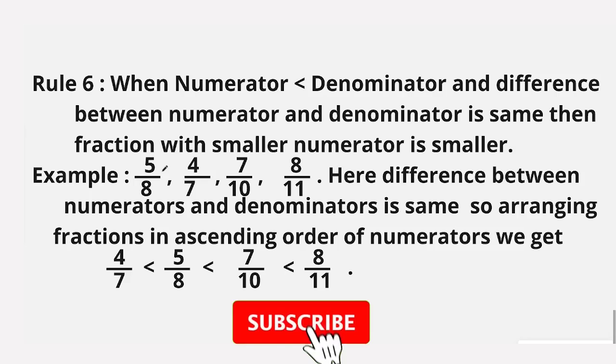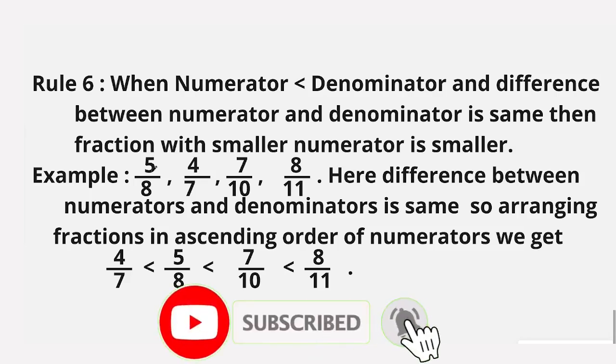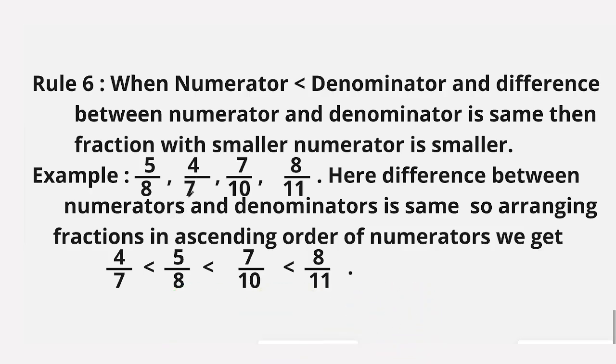I explain it again. The difference between 5 and 8 is 3. 4 and 7 is also 3. 7 and 10 is also 3. And 8 and 11 is also 3. So the difference between numerator and denominator in all the fractions is the same. So as per the rule, the fraction with the smaller numerator will be smaller.